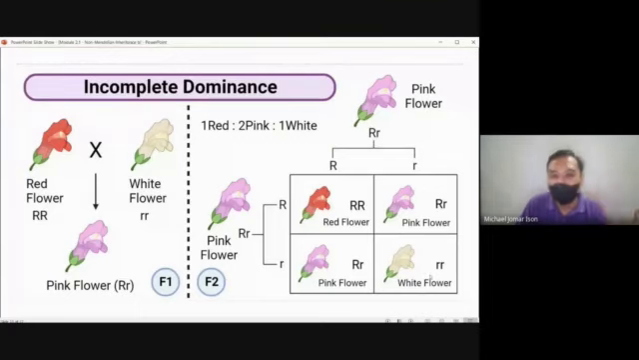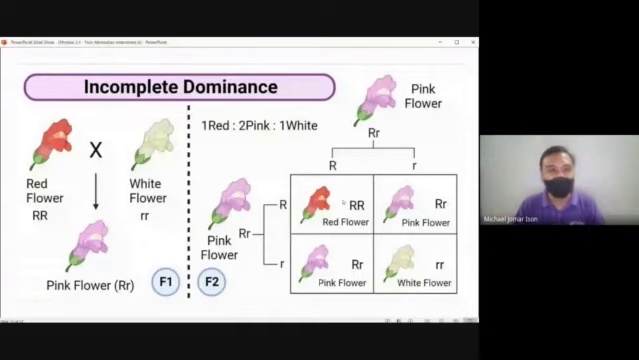But for the phenotypic ratio, it's quite different because in Mendelian, it's 3 is to 1. But for incomplete dominance, it is 1 is to 2 is to 1 because you have 1 red, 2 pinks, and then 1 white. So that is a very different phenotypic ratio for incomplete dominance.